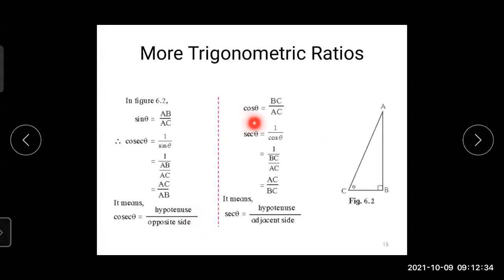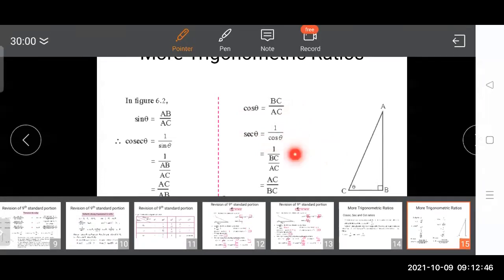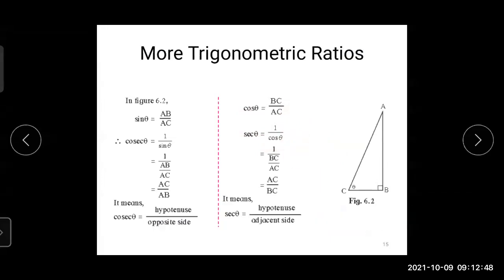So cos theta is what? BC upon AC. We know that cos theta is adjacent side upon hypotenuse. So sec theta will be the inverse of it, that is 1 upon cos theta. It is 1 upon BC upon AC, it will be AC upon BC. So it means sec theta is hypotenuse upon adjacent. Students, you have to remember this, that they are inverse ratios.